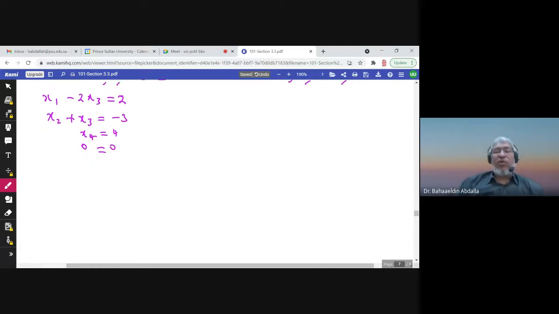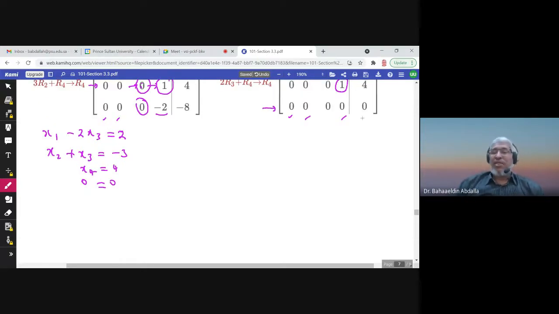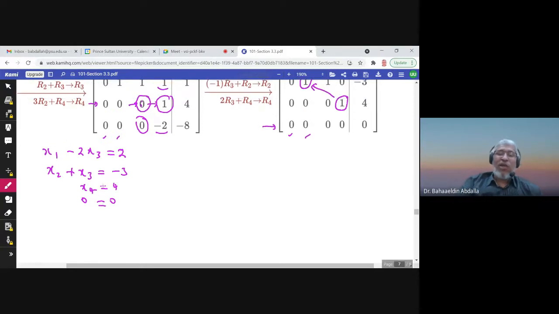When you have 0 equals 0, this means that the system has infinitely many solutions. If it happens that this is 0 and here there is a number 1 or 2 or 3 or 4, or any number other than 0, then 0 will be equal to a number. This is not correct, so there will be no solution of the system. Here, infinitely many solutions means you will lose one of the variables, because one of the equations is lost. So you cannot find a unique solution.